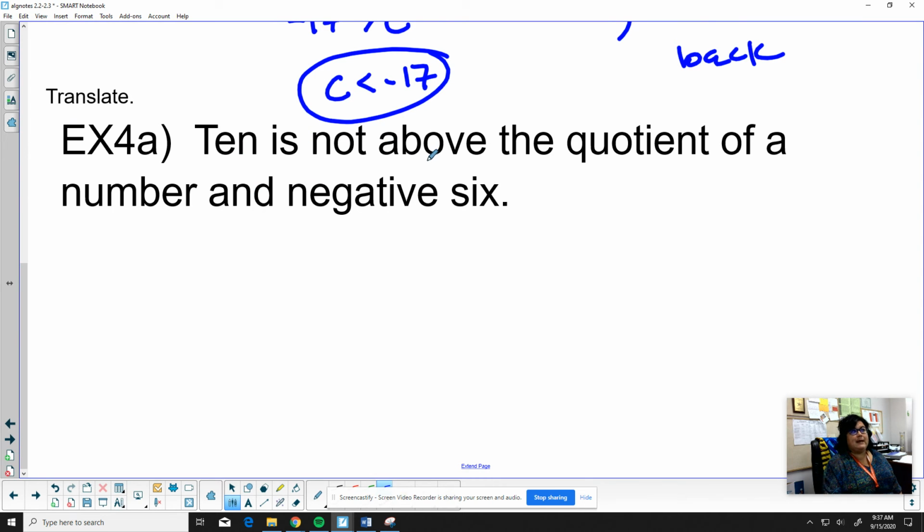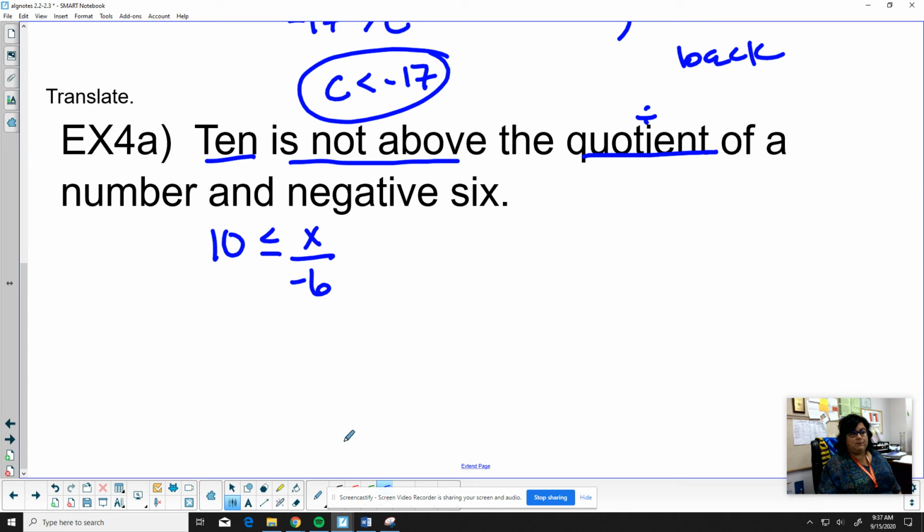Okay, 10 is not above the quotient of a number and -6. So we start with 10 is not above, means it's lower than or equal to, I believe. The quotient means divide of a number and -6. So I'm dividing a number and -6. Okay, and this doesn't say solve, it just says translate.